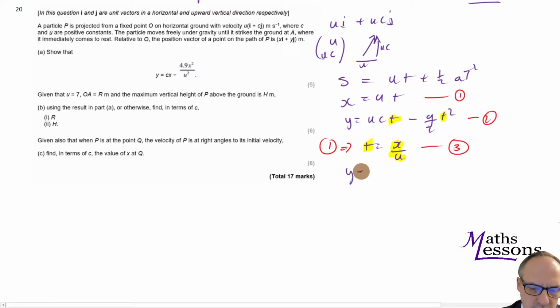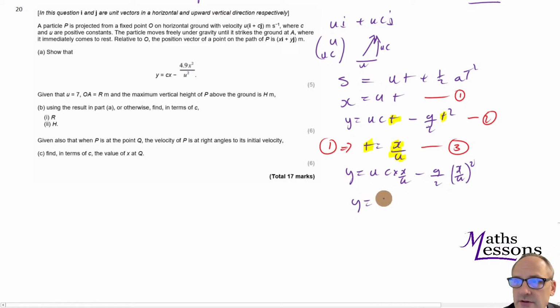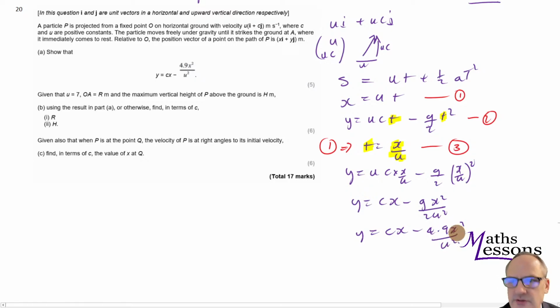Everywhere there's a t, I'm going to replace it with x over u. So y equals uc times x over u, minus g over 2 times x over u squared, because t is equal to x over u. Therefore y equals, the u's cancel, cx minus gx squared over 2u squared. But they want a 4.9. Now g is 9.8, divided by 2 gives me 4.9. So y equals cx minus 4.9x squared over u squared. We can use this part A answer to do part B.